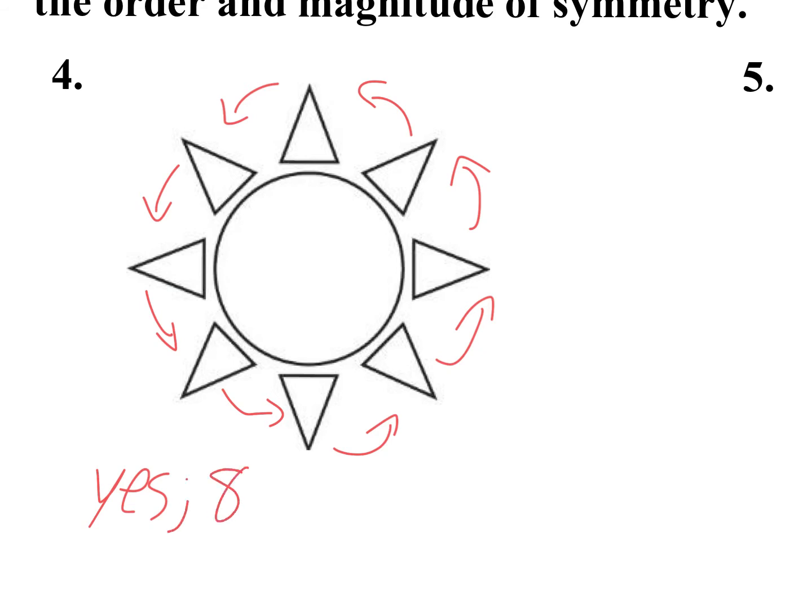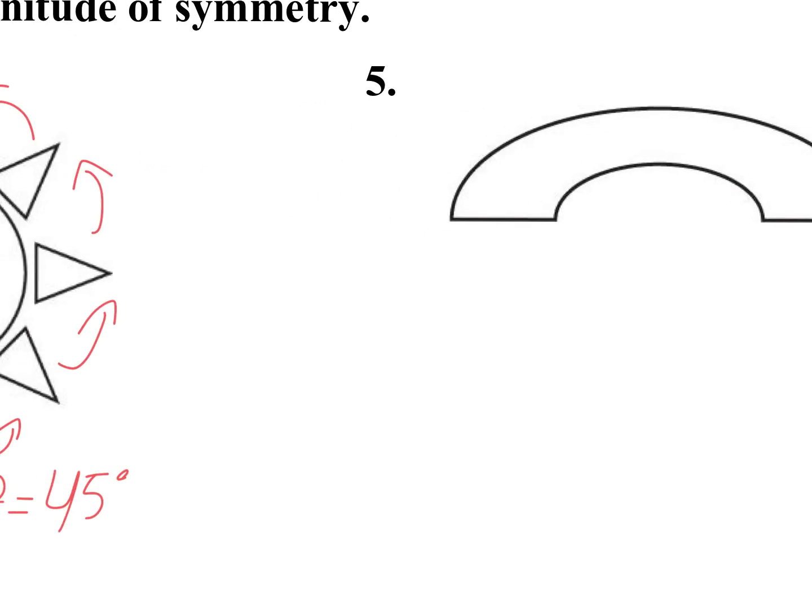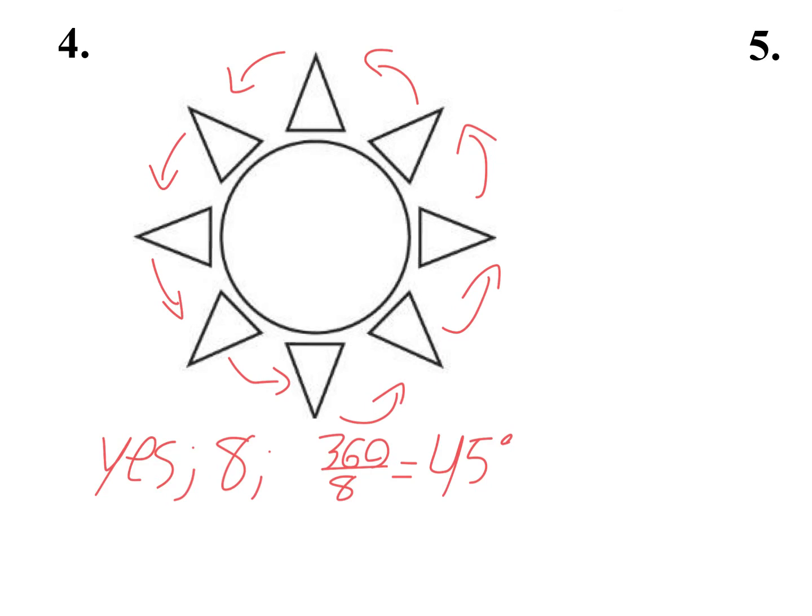So 8 for my order. And for the magnitude of symmetry, well, that's going to be 360 divided by 8 to give me 45 degrees. So a 45-degree magnitude of symmetry. Oh, I need my center, don't I? The center of symmetry is going to be the center of my figure, approximately there.